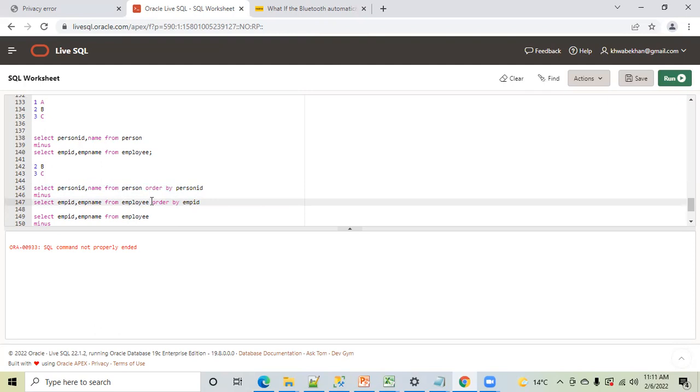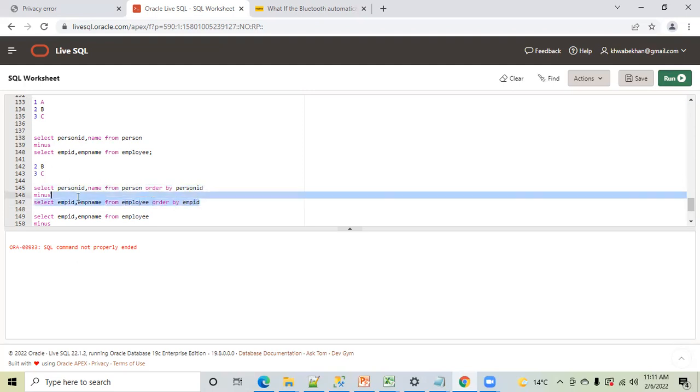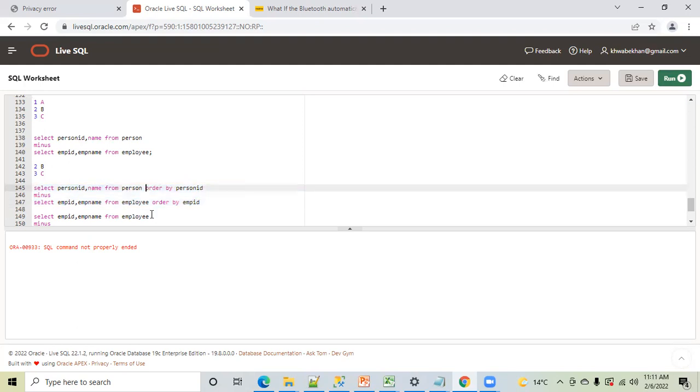Yeah, clear, sir. So, if you write order by, it is not executing. It will throw an error. So what we understood is if you are writing order by in the minus operator, you will get an error message. Whether you write it in one query or in both queries, you will get an error message. Hope this is clear to everyone. Yes, understood.